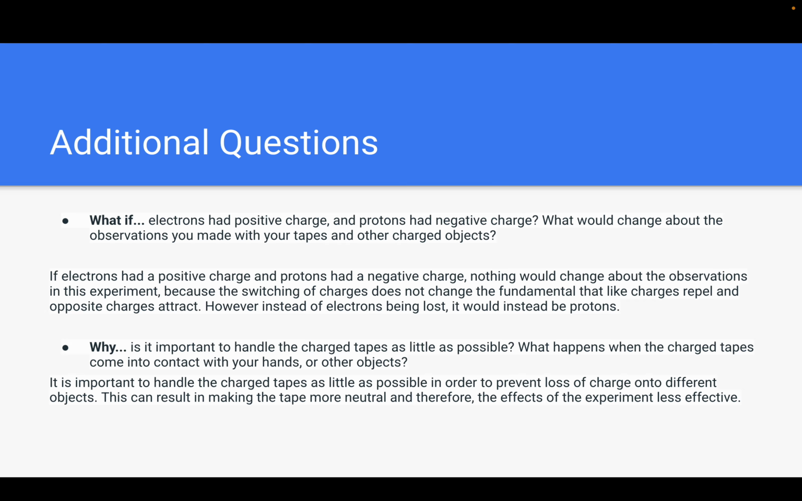Some additional questions. If electrons had a positive charge and protons had a negative charge, nothing would change about the observations in this experiment, because switching the charges doesn't change the fundamental fact that like charges repel and opposite charges attract. However, instead of electrons being lost in this experiment, it would have been protons. And it's important to handle the charged tapes as little as possible in order to prevent loss of charge onto different objects. This can result in making the tape more neutral and therefore the effects of the experiment less effective.